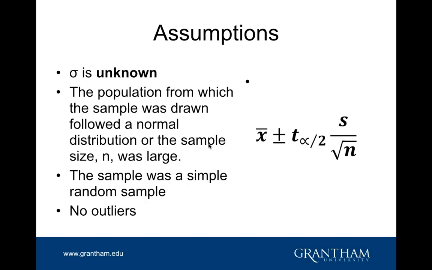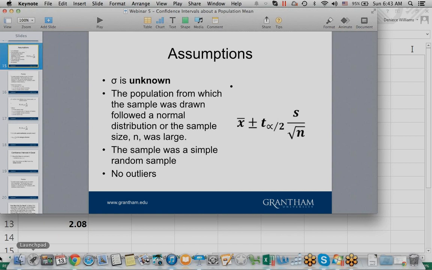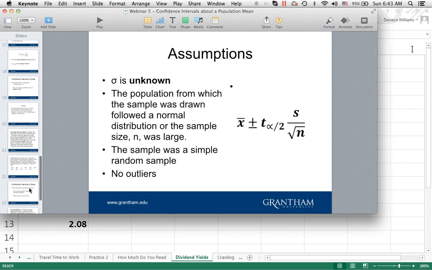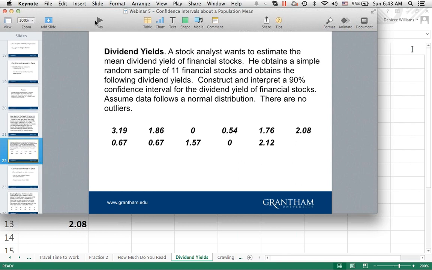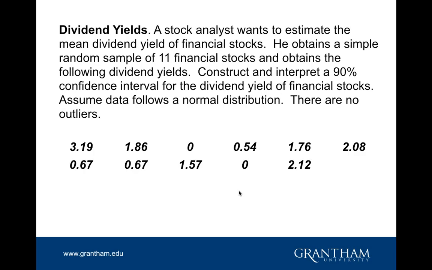Now the assumptions are that my sigma is unknown, which is true. I don't know what standard deviation for the population is. Also that the sample has to be large, or it has to come from a normal distribution. The sample has to be a simple random sample, and there cannot be any outliers in the data set. So let's look at this data again. Go back to our data and make sure that all of the conditions hold.